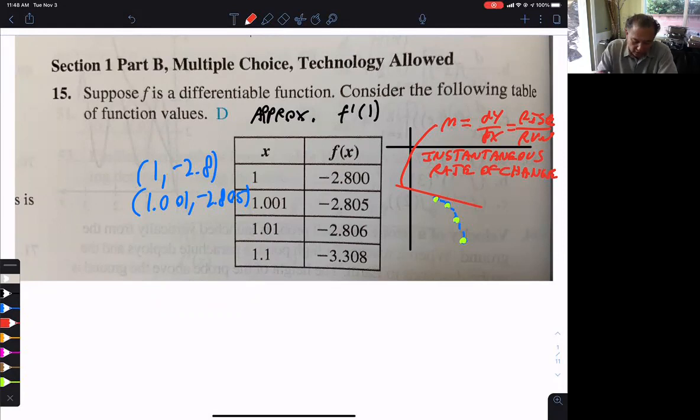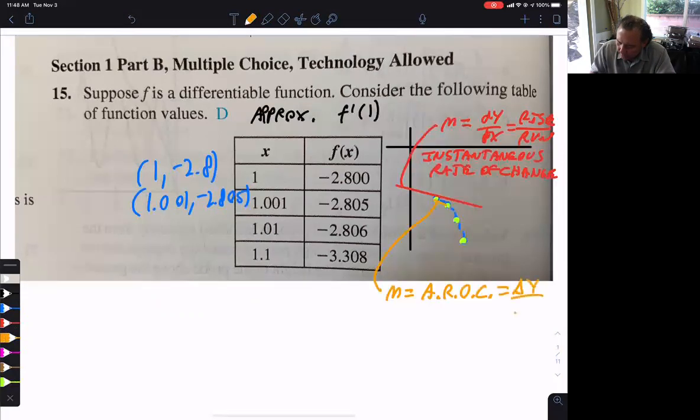Here's what you're able to do. I could find the slope of that yellow line. The slope of that is the average rate of change, which is delta y over delta x. But how do you find delta y over delta x? Well, you've been doing that this whole chapter. Average rate of change is f of b minus f of a over b minus a.